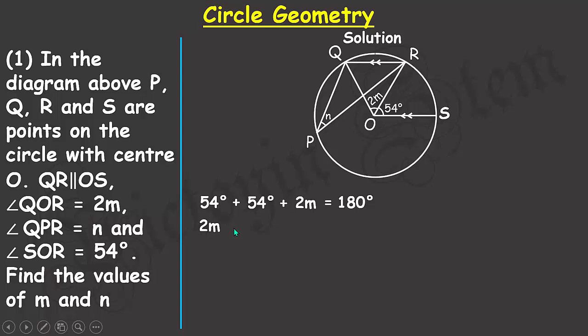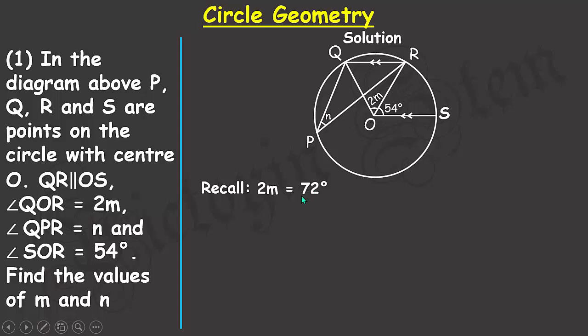If I make 2m subject of the formula, it will be 180 minus the summation of 54 plus 54, which is 108. 2m equals 72. And then m equals 72 divided by 2. Therefore, m is equal to 36 degrees. So I've gotten one of the variables. M is 36 degrees. Now, recall that 2m is 72 degrees.